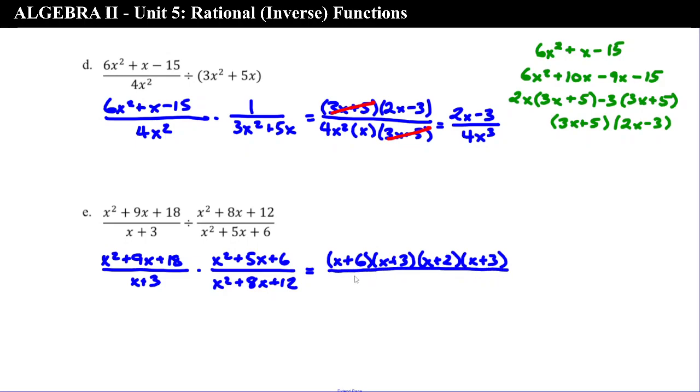On the bottom, we've got x plus 3. And that's going to be multiplied by what we get as the factors for the last trinomial here, which are x plus 6 and x plus 2. So let's see what cancels. We can get rid of the x plus 6. We can get rid of an x plus 3. We can get rid of an x plus 2. So all that's left is x plus 3, and that's our answer.